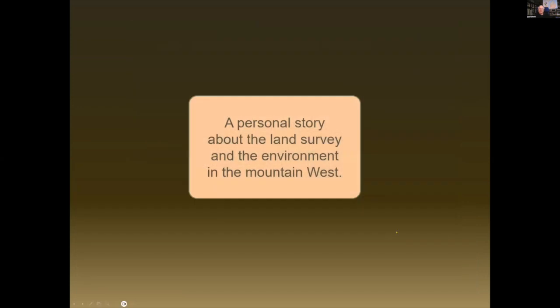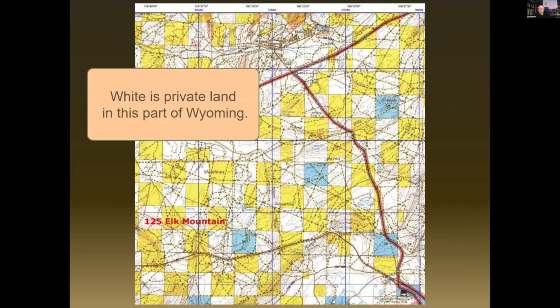Then let me give you, for about the last 4 minutes that I've got, a personal story about the land survey. This is the part of Wyoming. The white land is privately owned. The yellow land is Bureau of Land Management. The blue land is the state land, the school sections.